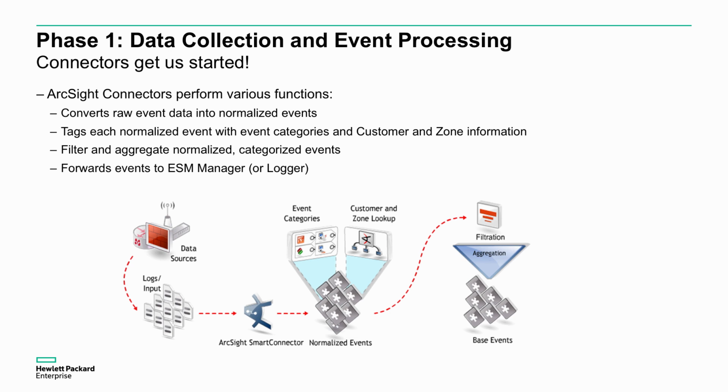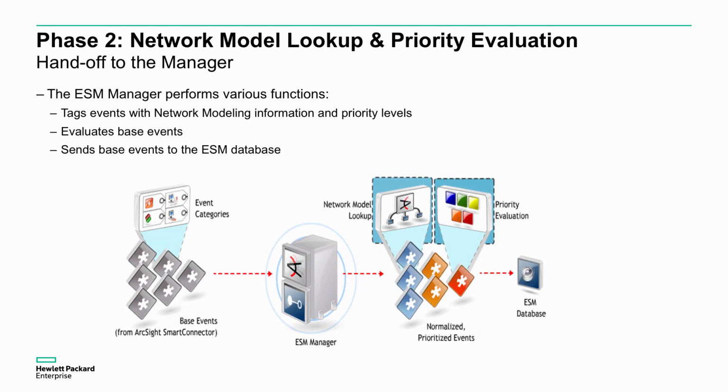So in this case, it's a very simple environment. We're just going to take that data and forward it on to the ESM solution. But of course, we could forward it to Logger as well. So the data collection layer is quite an important one, and we're going to spend a little bit more time digging into that shortly. The next stage is phase 2, the network model lookup and priority evaluation.